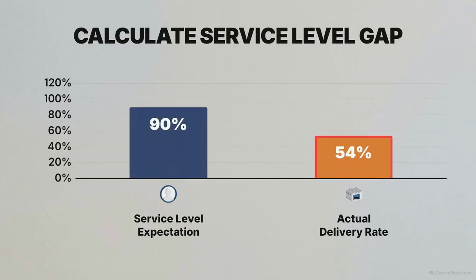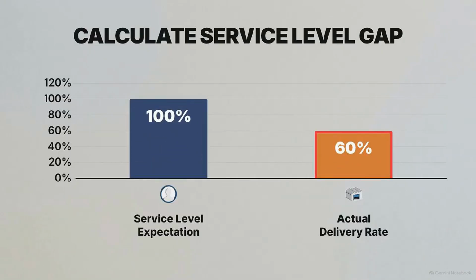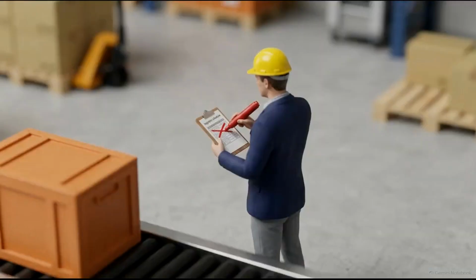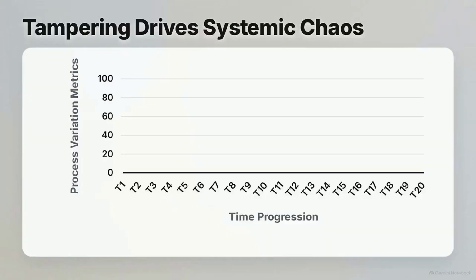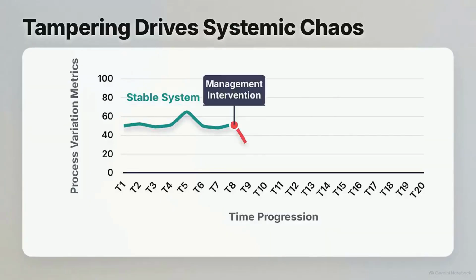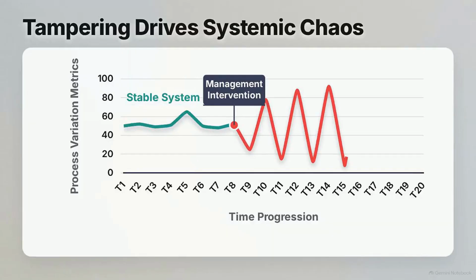Use this data to calculate the exact service level gap your facility is currently experiencing. Measure the difference between the service level expectation of your customers and the actual delivery rate. Without hard metrics, you fall into the tampering trap. Tampering happens when management tries to adjust a system based on guesses and assumptions, which introduces new errors and increases variation. Step 3 requires a diagnostic journey.